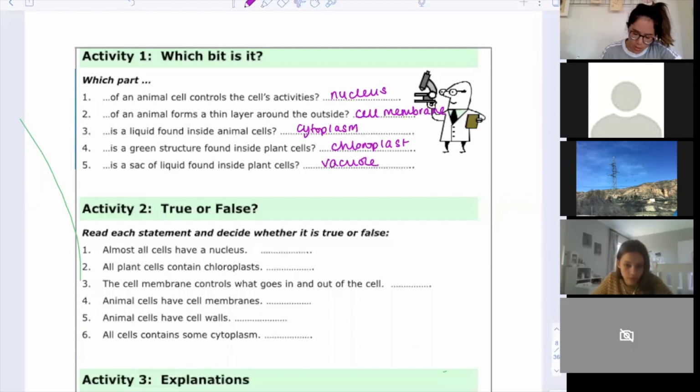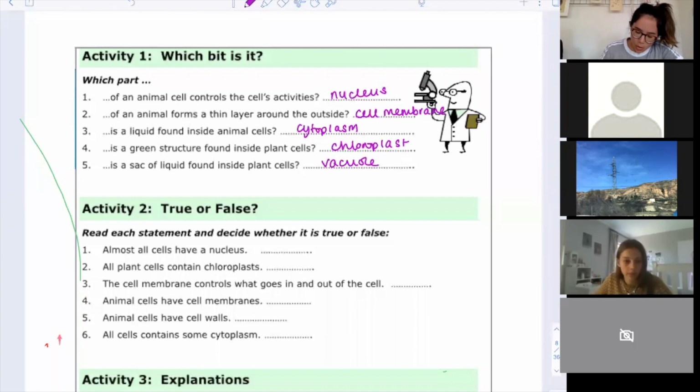Okay, next up we're deciding what's true or false. Almost all cells have a nucleus. I'm happy for you to have either said true or false here. If you're talking about animal and plant cells, then yes, it's true. If we were including bacterial cells, I don't know what your pre-existing knowledge is, then you would have said false because they don't have a distinct nucleus. Jelly-like and sac of liquid mean the same thing.